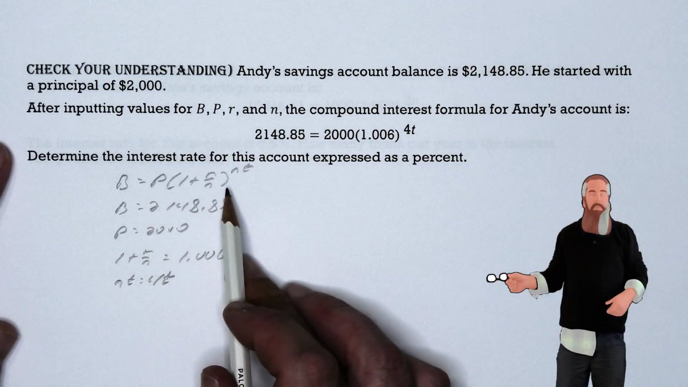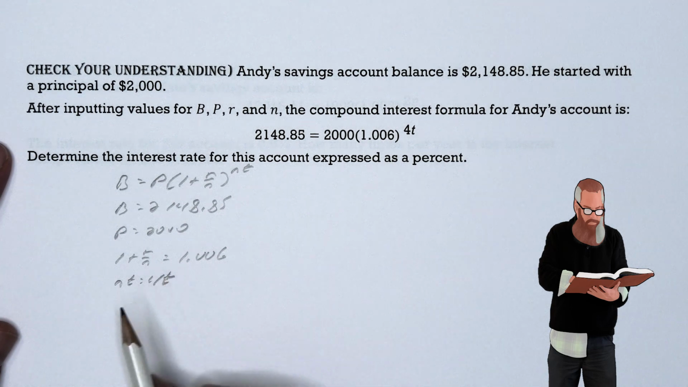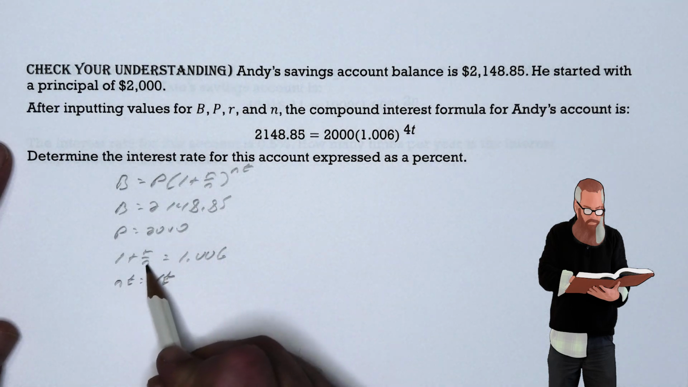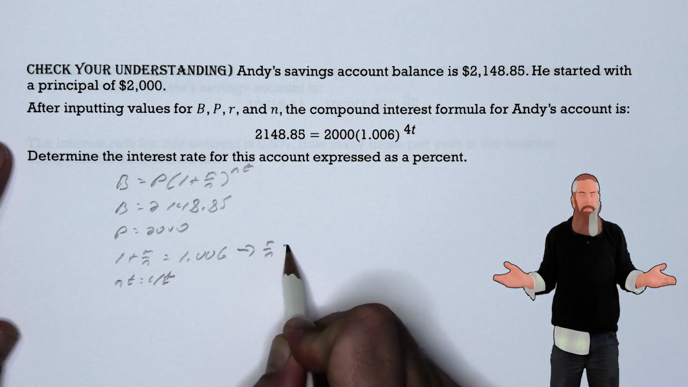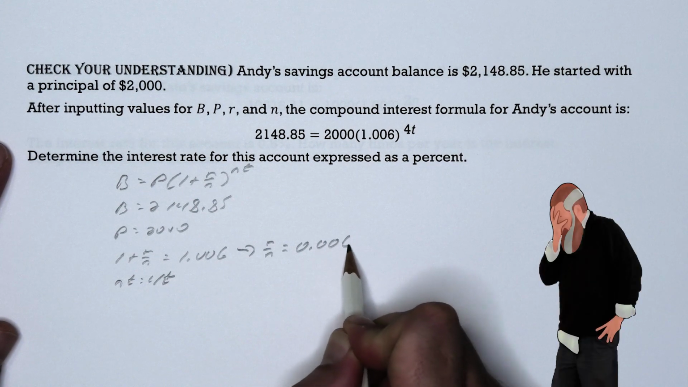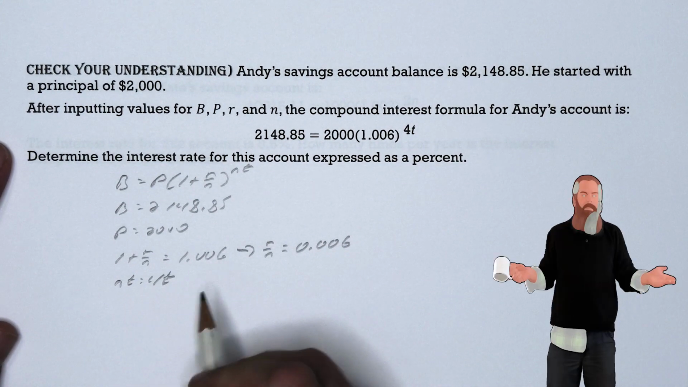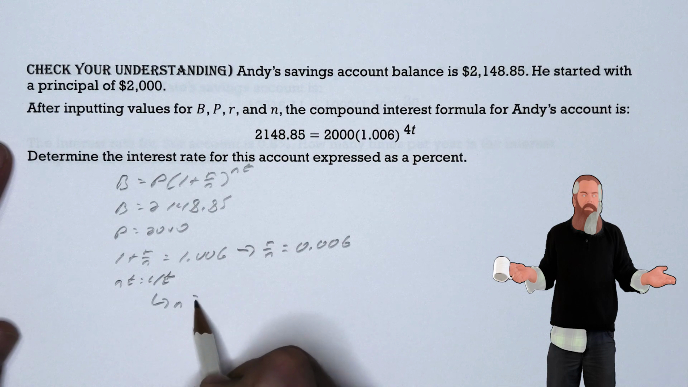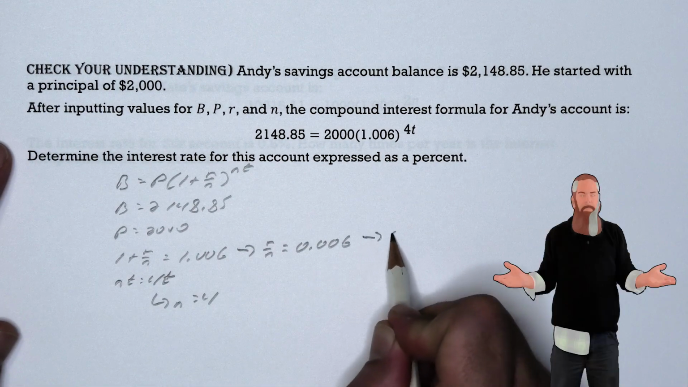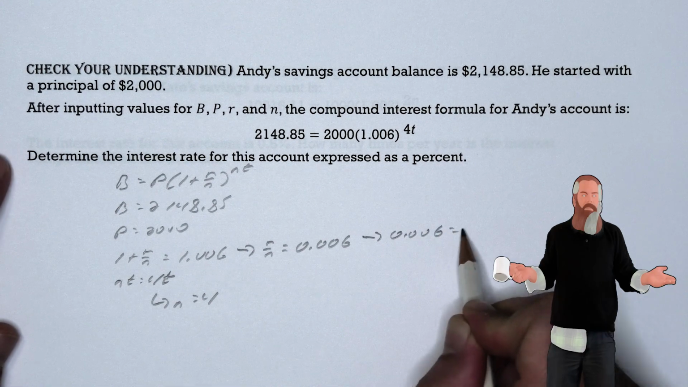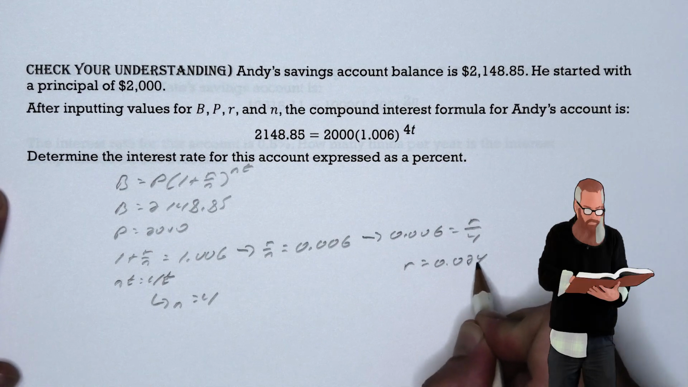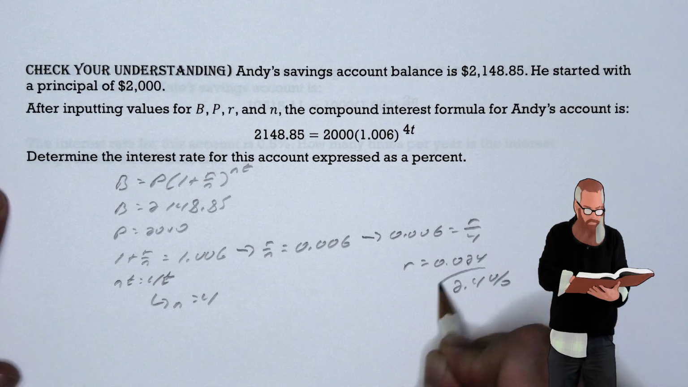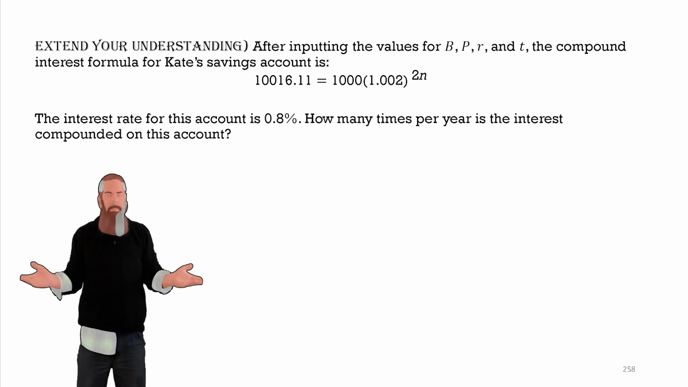So we know the formula that we're going to use, and we know the value that goes into different parts of the formula. From 1 plus r over n being equal to 1.006, then we can see that r over n must be equal to 0.006. Also, nt being equal to 4t means n equals 4. This means 0.006 is equal to r over 4, meaning the r is 0.024 or 2.4%.